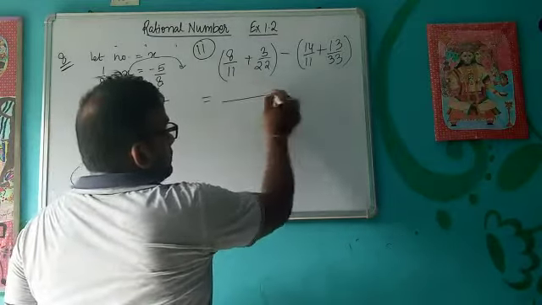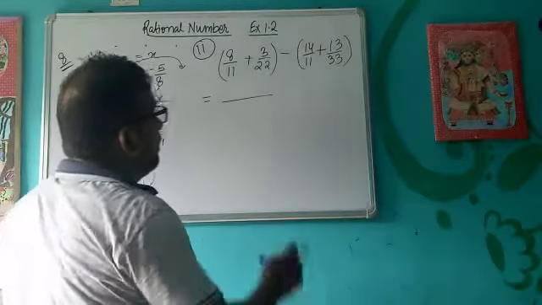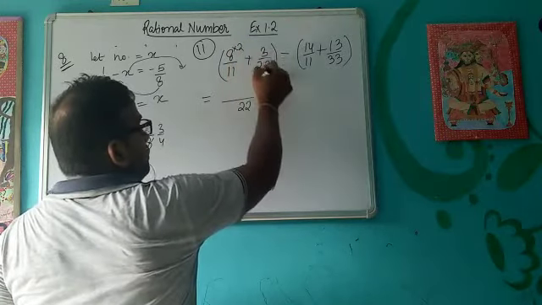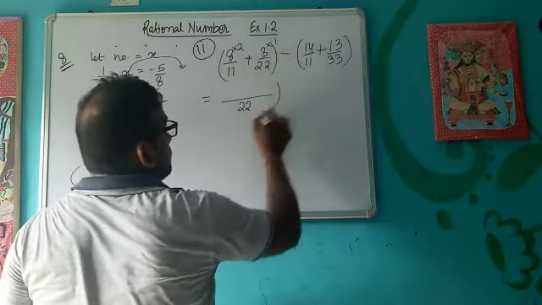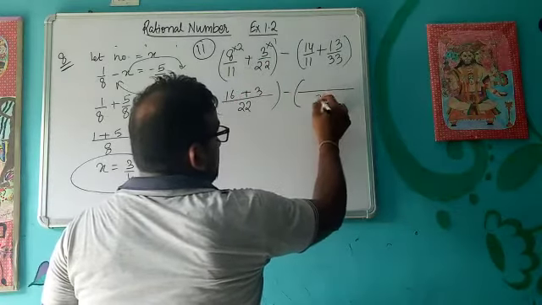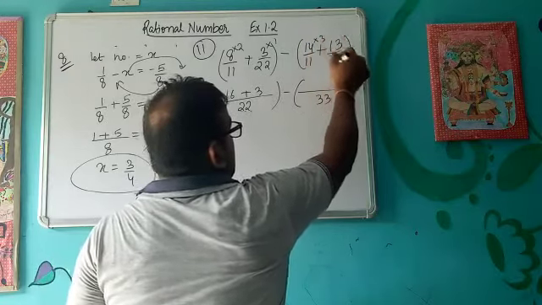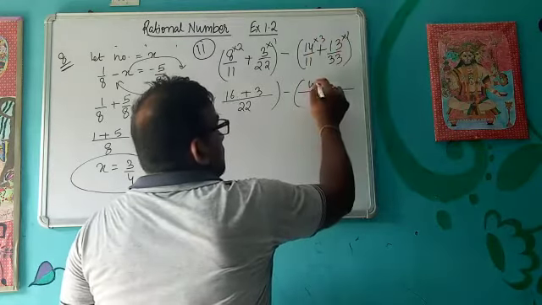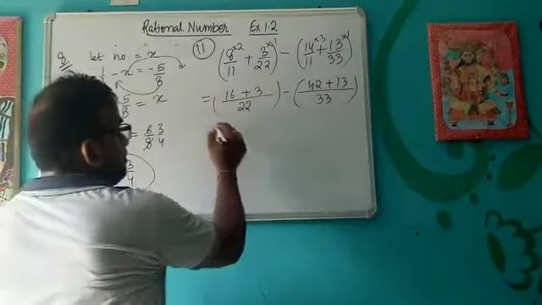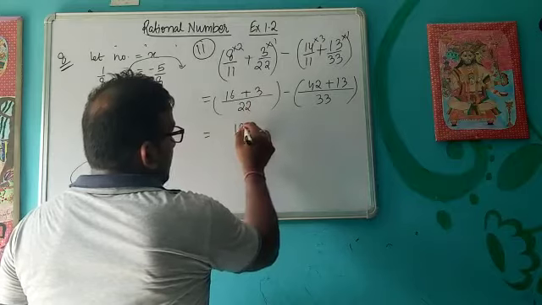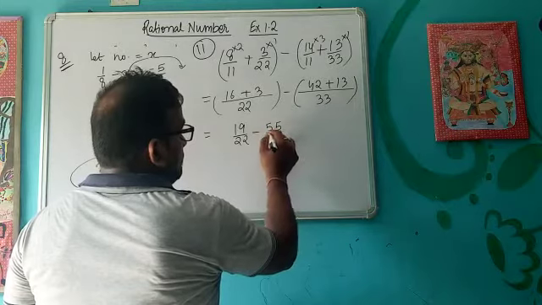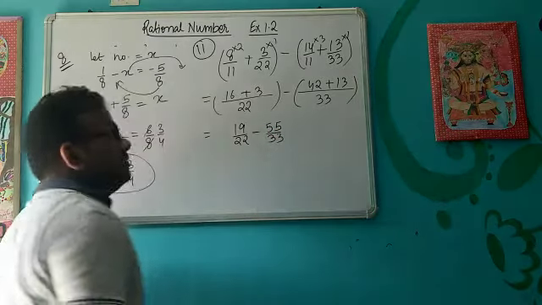So solve the individual values. 11 and 22, LCM is 22. 11 into 2, 22. 22 into 1, 22. 16 plus 3 minus 33 LCM. 11 into 3, 33. 33 into 1, 33. 42 plus 13. Okay. Then it becomes 19 upon 22 minus 55 upon 33.